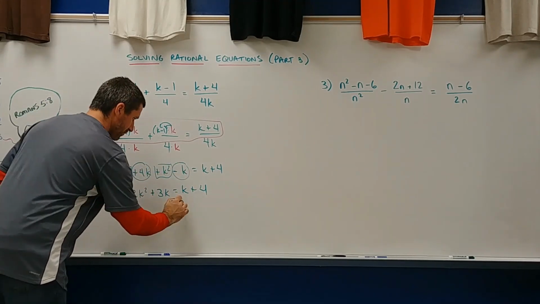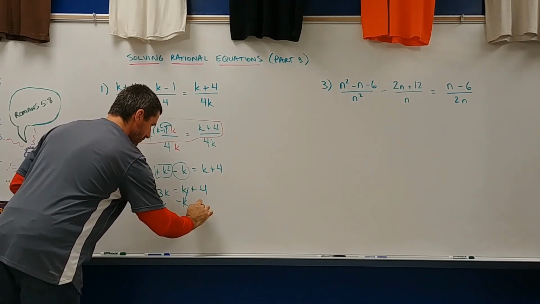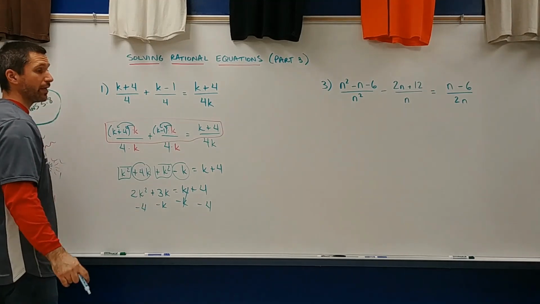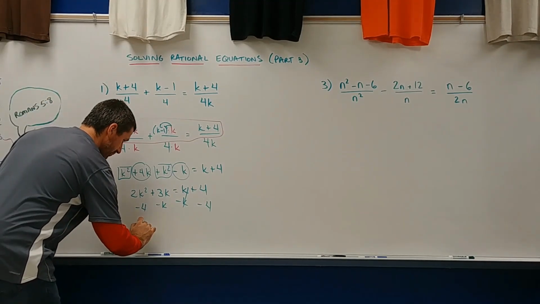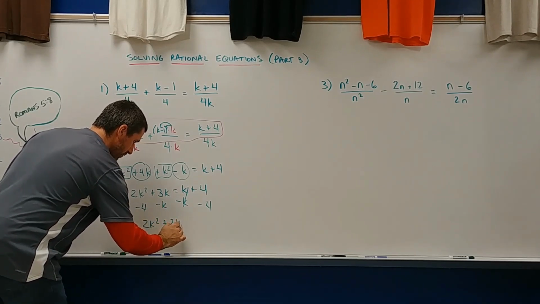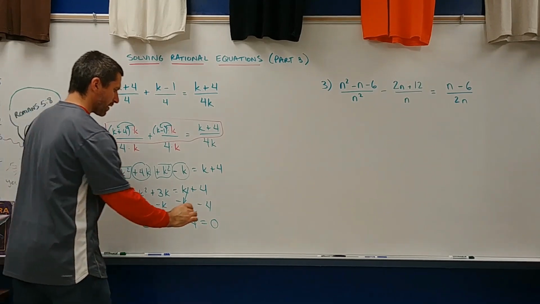Let's go ahead and move those over. I'll go ahead and subtract the 4. I never know where to put it. I'll just stick it there somewhere. And just rewrite everything. So we got 2k squared plus 2k minus 4 equals 0. All right, let's take this over here.